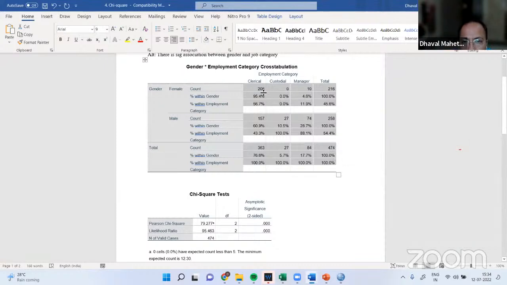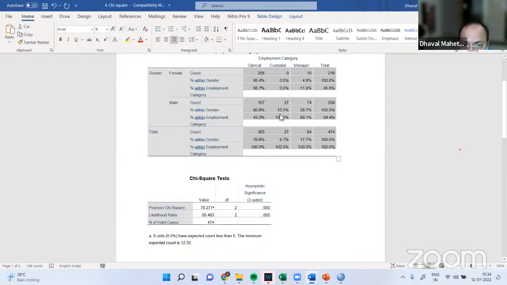If I don't find the association, there is no point in interpreting, right? There is no point in interpreting because there is no association. But here we can see that there is some association and therefore it is necessary to report. So how will you report?